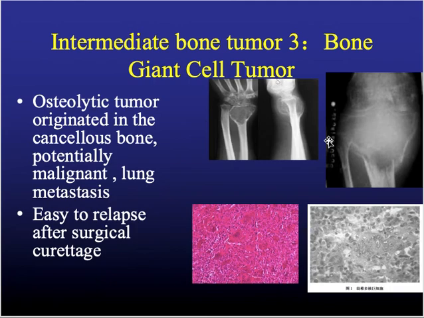Whenever we go for diagnosis, we also take an X-ray, MRI, CT, and a CT chest is done as well. The treatment is again the same thing I told you: curettage, removal of the bone tumor, plus sometimes aggressive therapy is used so that this tumor is completely removed. So this is about all the benign and intermediate bone tumors.